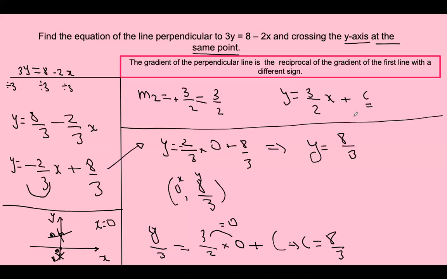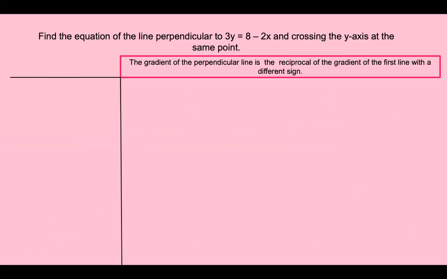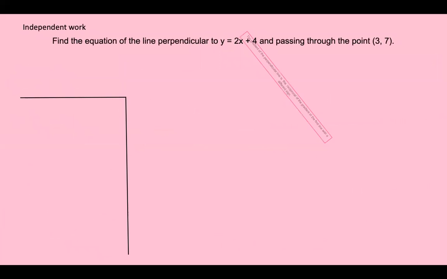And c is 8/3. Right, now what time is it? It's time to substitute into the equation. So we have y equals 3/2 x plus c, which means plus 8/3. And this is our final answer. So this is the equation of a line that is perpendicular to this complicated equation, and both of them go through the point 0, 8/3. This one here.